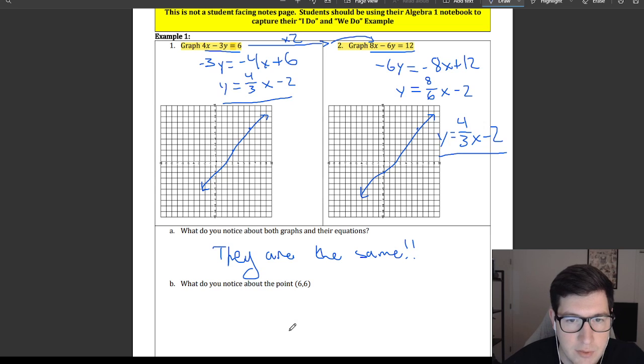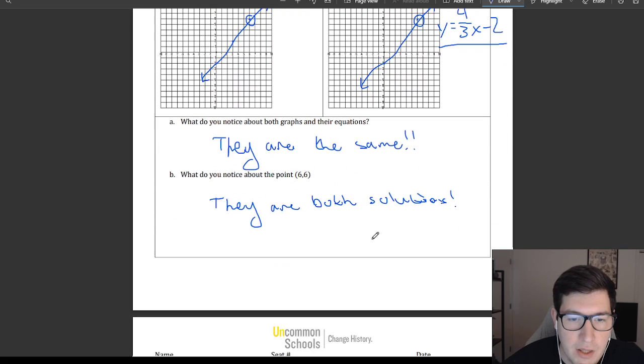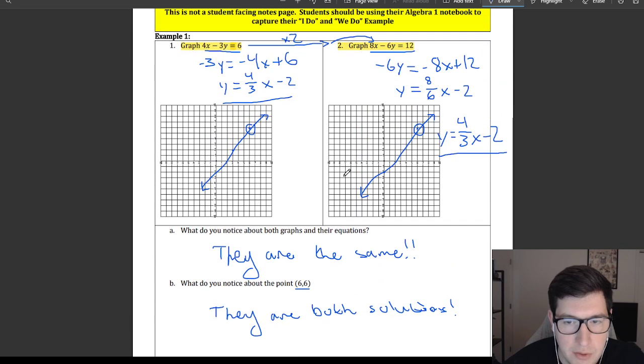And so what do we notice about the point 6, 6, right? Because that point shows up here, and it shows up here. And so it should follow suit that if they're going to be the same equations, then it would make sense that 6, 6 should show up on both graphs, because they are both solutions. Apologies on my handwriting there. But again, what we notice about the point 6, 6 is they're both solutions. So 6, 6 is a solution for both of these equations here.